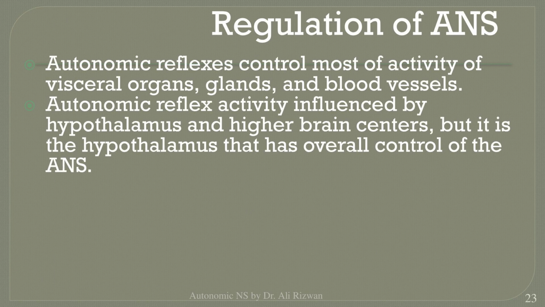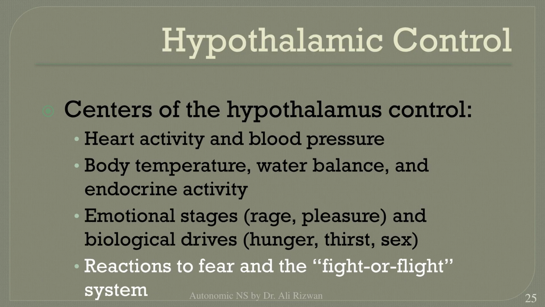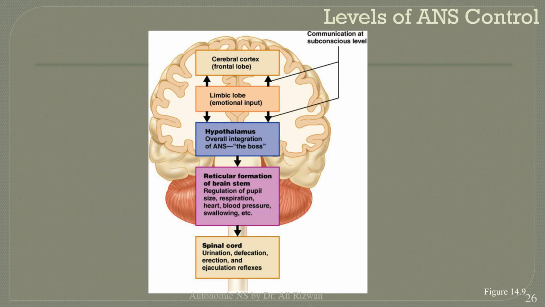Autonomic reflexes govern most visceral activity, including glands and blood vessels. While influenced by higher brain centers, the hypothalamus serves as the primary integration center for overall autonomic control. Beyond the hypothalamus, autonomic function is influenced by subconscious cerebral inputs from the limbic lobe, as well as signals from the cerebral cortex, reticular formation, and the spinal cord. The hypothalamus coordinates vital functions, including heart activity, blood pressure, body temperature, and water balance. It also regulates emotional states, biological drives, and reactions to fear or stress. This figure provides a detailed overview of the various levels of autonomic control within the brain and spinal cord.